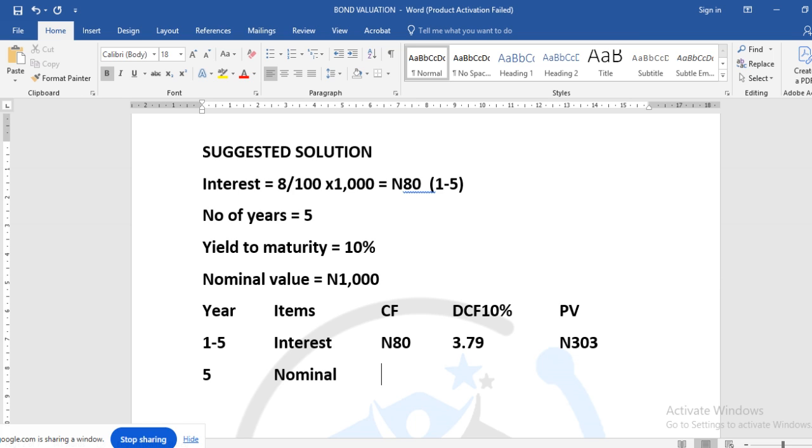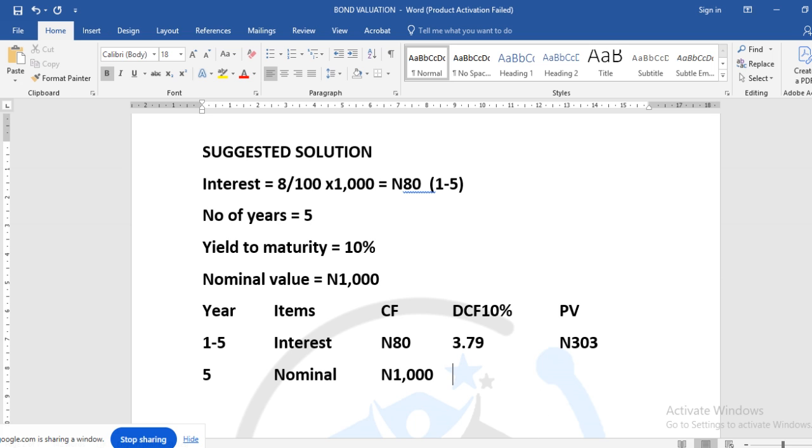Or the nominal value of 1,000. Or you can decide to say you pay interest from year 1 to 4. You can put this on year 1 to 4. Then when you come to the last year, you can say nominal plus interest. Anyone that you want to do, please do. In year 5, you pay interest and the principal. Whichever one.